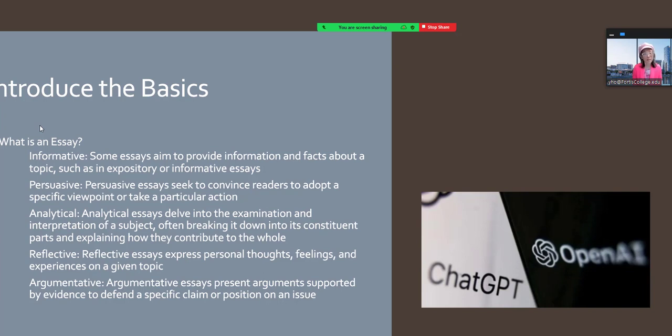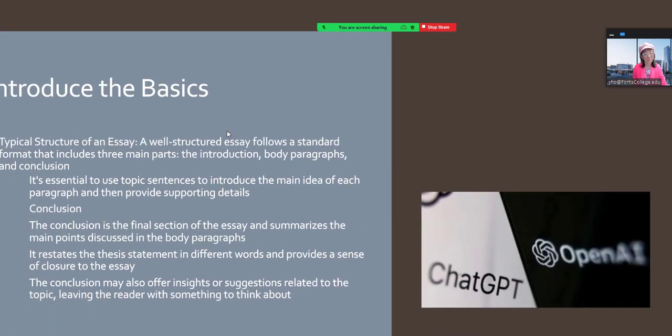Analytical. Analytical essays delve into the examination and interpretation of a subject, often breaking it down into its constituent parts and explaining how they contribute to the whole. Reflective. Reflective essays express personal thoughts, feelings, and experiences on a given topic. Argumentative. Argumentative essays present arguments supported by evidence to defend a specific claim or position on an issue.